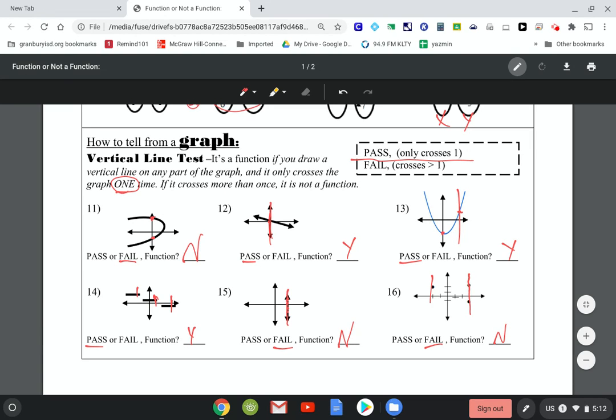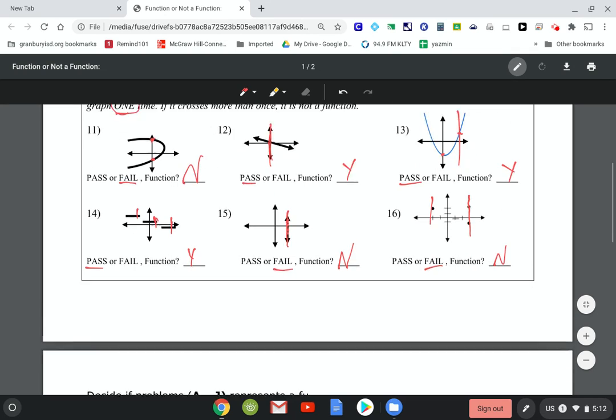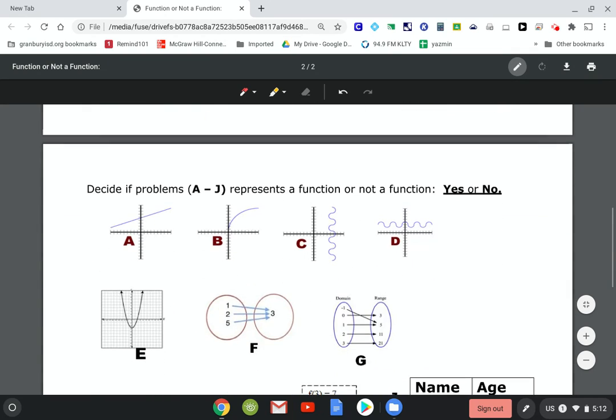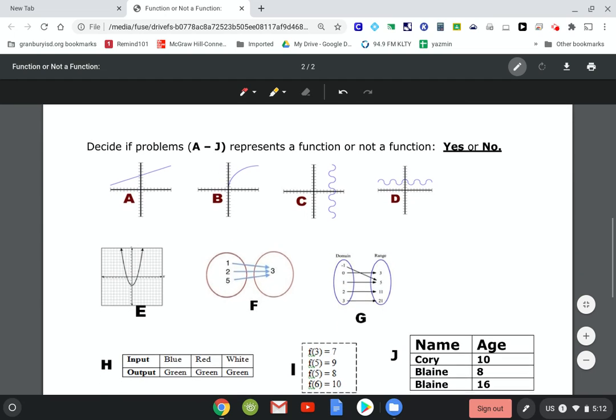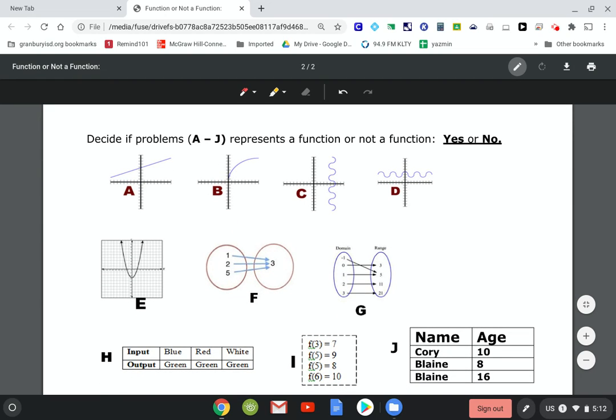All right, let's go ahead and look over on the second page. And this is the one I want you to try. So if you want to pause this and then go through and try it yourself, that would be great.